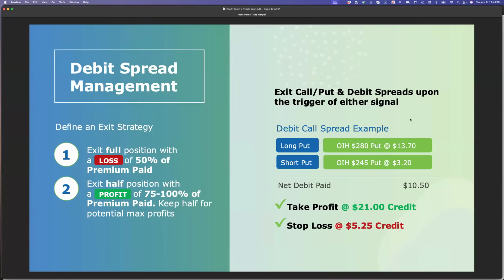And then when it comes to debit spreads, the rule of thumb for managing these is fairly straightforward. You just have two rules, one for take profit and one for stop loss. Once you lose 50%, it's time to cut your losses. Once you've gained 100%, it's time to start taking profits. So the rules around these are pretty straightforward.